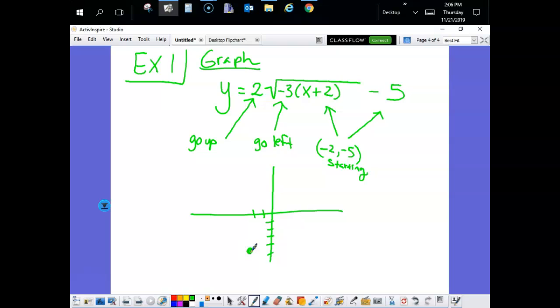All right, so there's my starting point, -2, -5. Now, you could go up and left in a lot of ways. So at this point, I just need you to remember what a square root function looks like. It looks like half of a U shape on its side. So it's like this. It's up and left. There you go. That's your square root function.